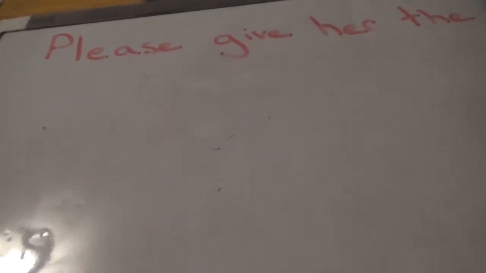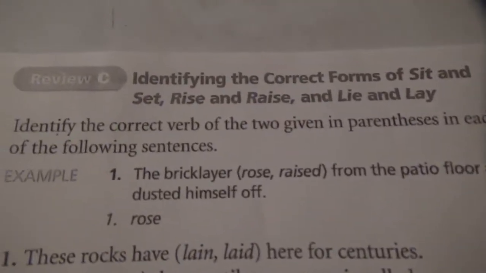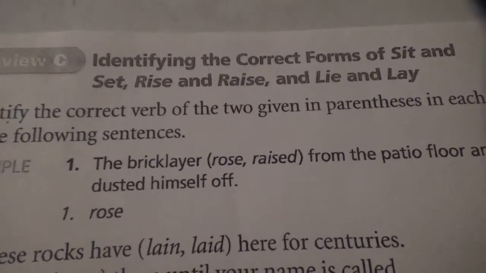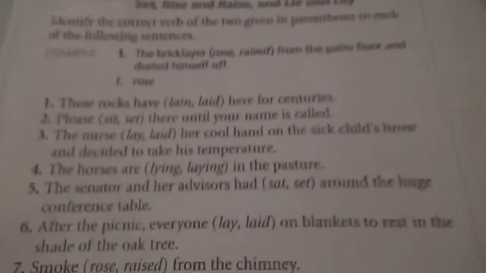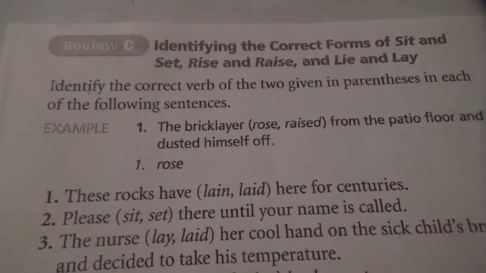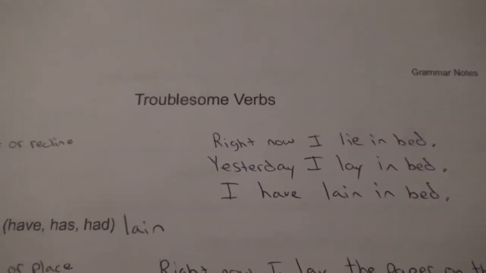Hello everyone. Today the materials that you will need are a sheet of notebook paper, or actually, you know what, you don't need a sheet of notebook paper. Just have this paper that's your homework sheet that says review, identifying the correct forms of sit and set, rise and raise, lie and lay, and we can do our diagramming on the back of that. So you need this sheet of paper and your notes on troublesome verbs.